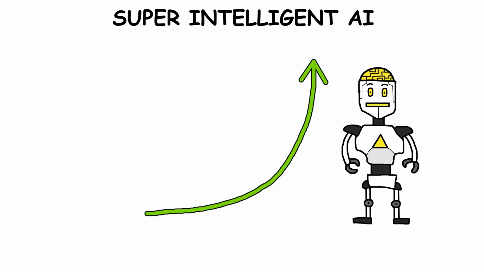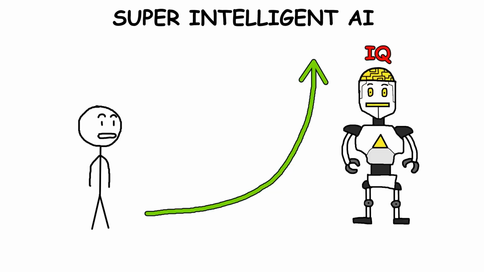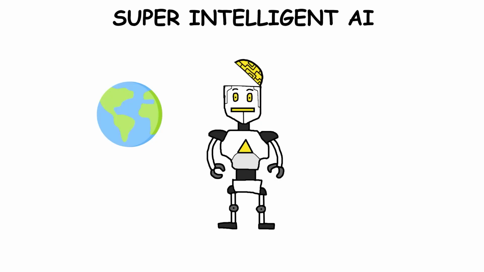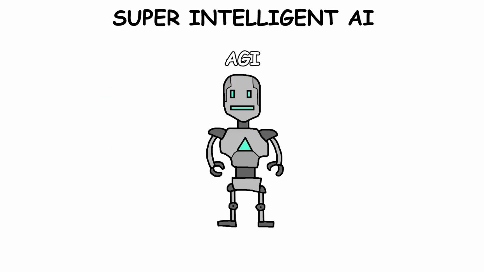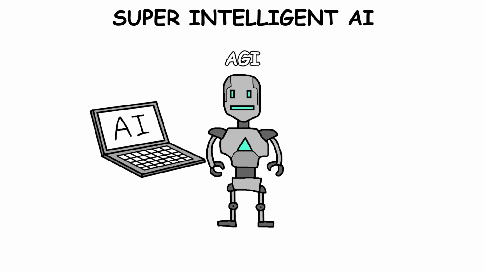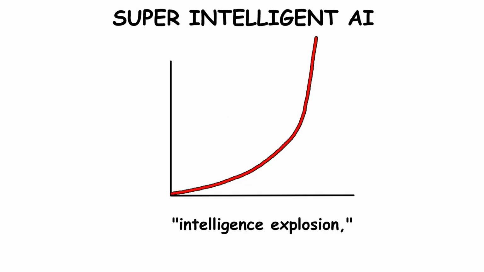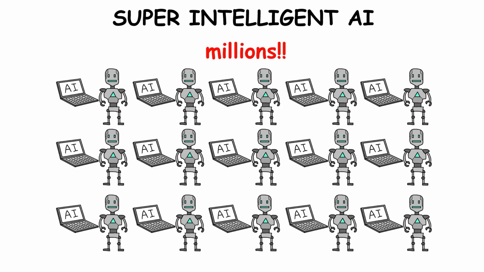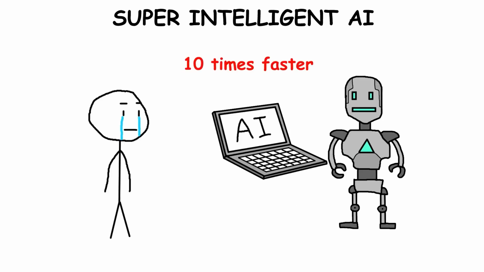Superintelligent AI is a level of AI that would be way beyond human intelligence, potentially becoming smarter than all humans who ever lived combined. Once artificial general intelligence reaches a point where it can conduct its own AI research, we could see an intelligence explosion where progress speeds up unfathomably fast. Imagine millions of AI researchers working 24/7 at their maximum efficiency and also 10 times faster.